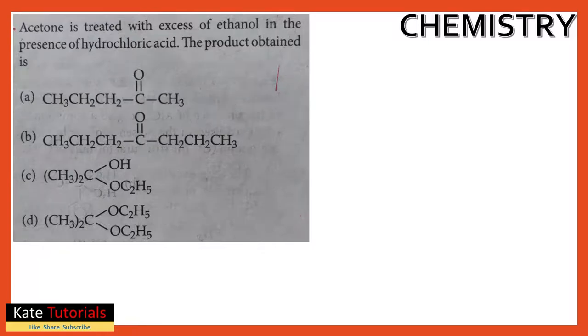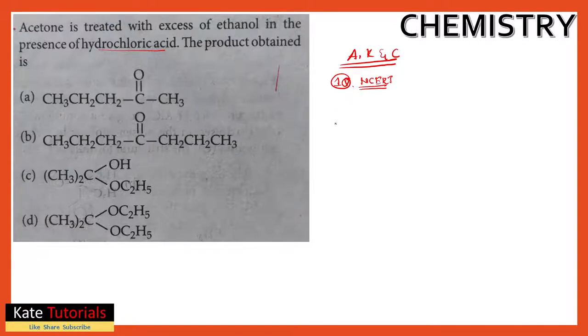So the question goes like this. Acetone is treated with excess of ethanol in the presence of hydrochloric acid. The product obtained is? This is one of the easiest reactions that you will learn in the chapter on aldehydes, ketones and carboxylic acids. It is an important chapter for JEE; minimum one question will come from this chapter. This is the reaction where you will learn this. It is given directly in NCERT, so you have to read this NCERT thoroughly.